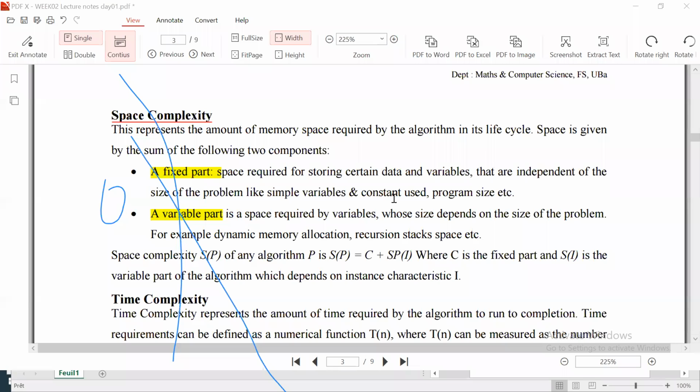Is it going to use 2 gigabytes of memory? Is it going to need 5 gigabytes of memory? Is it going to need just 3 megabytes? What is the amount of memory that will be required for your algorithm to run to completion? That is the space complexity.